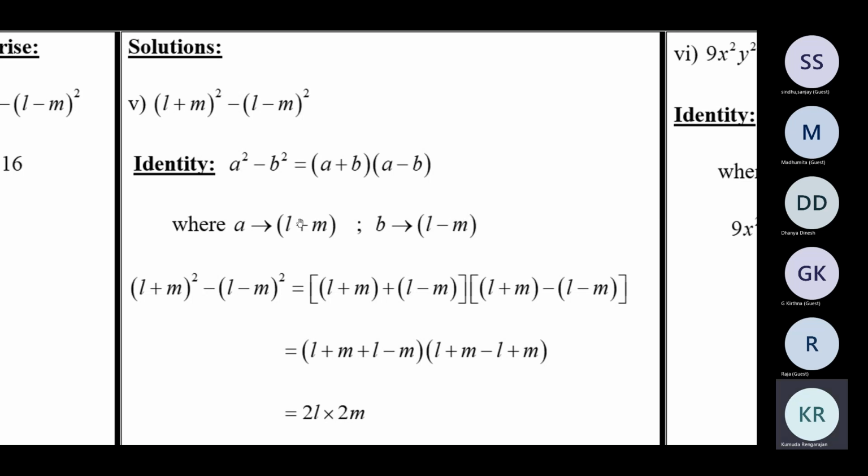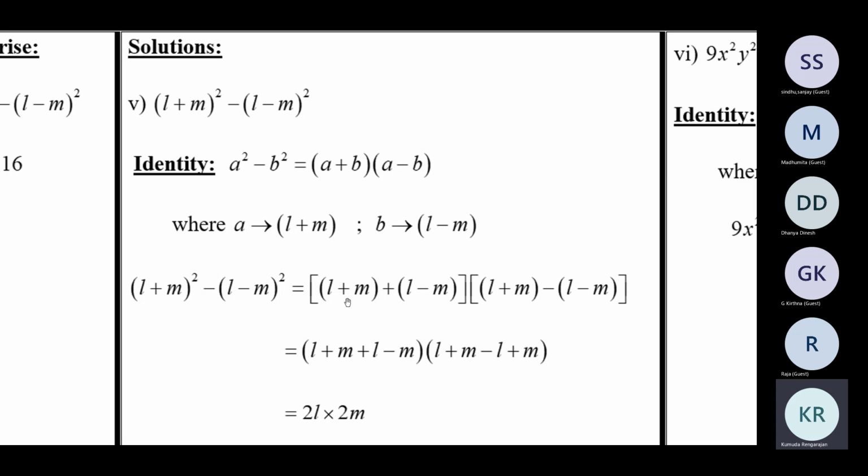Can you see my pointer, children? Yes, ma'am. Okay, so this is a, and this is b. a plus b, a minus b is the format for the answer. Instead of a, you must write L plus m. Instead of b, you must write L minus m. So a plus b into a minus b. Because a and b themselves have two terms, you should enclose them in brackets.